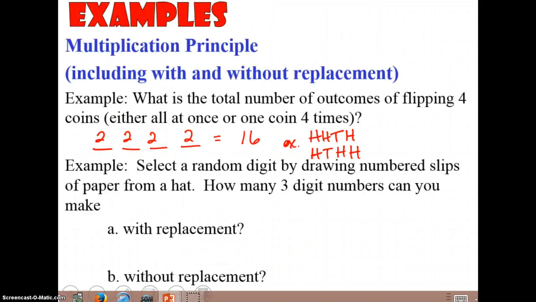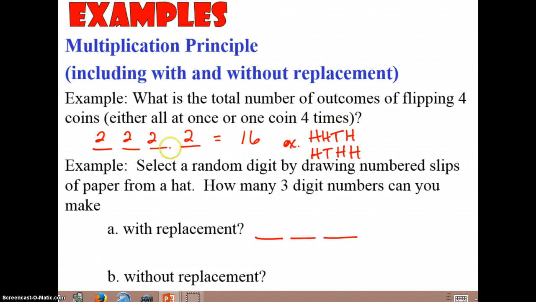Okay, so now we're going to draw a random digit from pieces of paper in a hat. So we've got digits 0 through 9, so 10 different digits. How many different 3-digit numbers can you make with replacement? So we draw a slip of paper, we record the number, we put it back in, we shake up the hat, and we do it again. So there are 3 spots.